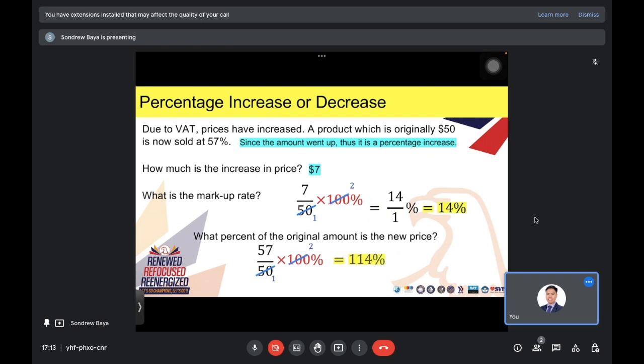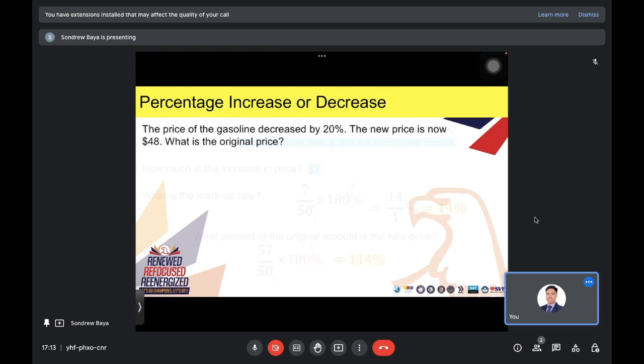All right. Then we go to the last question. The price of gasoline decreased by 20%. The new price is now 48. What is the original price? To easily understand this, let's say this is the original price, 100%, which we do not know.